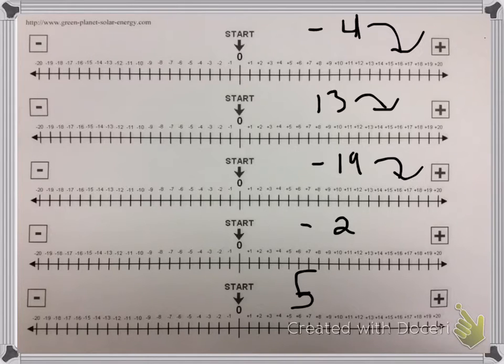Alright, so on the first one, -4, I'd look for -4. Well, it's right here. So I put a dot there. You can see my nice little white dot. Alright, looking for 13. It's right here. -19. Well, it's a negative, so I look on the negative side. 19, which is right there. -2 is right there. 5 is right there. Alright, you can see my nice little white dots.